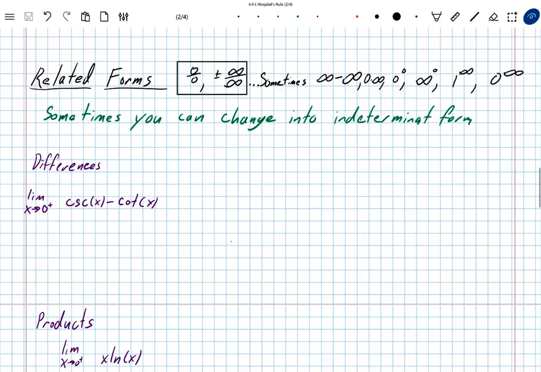So for instance, if we had a difference, really in this infinity minus infinity case, cosecant minus cotangent as x goes to 0. This might not be totally obvious to you at first, but let's go ahead and expand this out, maybe to help you out. Cosecant is 1 over sine of x minus cotangent is going to be cosine of x over sine of x.